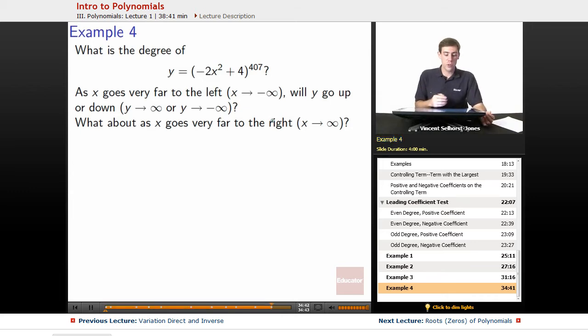Final example, what is the degree of y equals negative 2x squared plus 4, all that to the 407? Now you see this at first and you might freak out because you're like, I can't possibly expand 407 times. I can't do that. But don't worry, all they asked for was the degree, right?